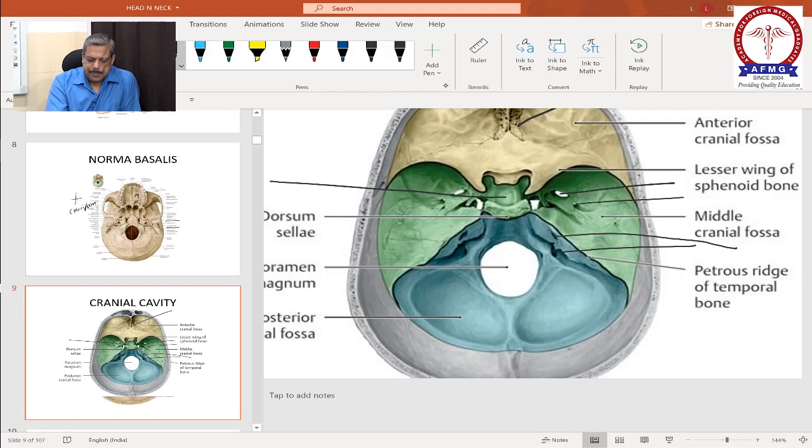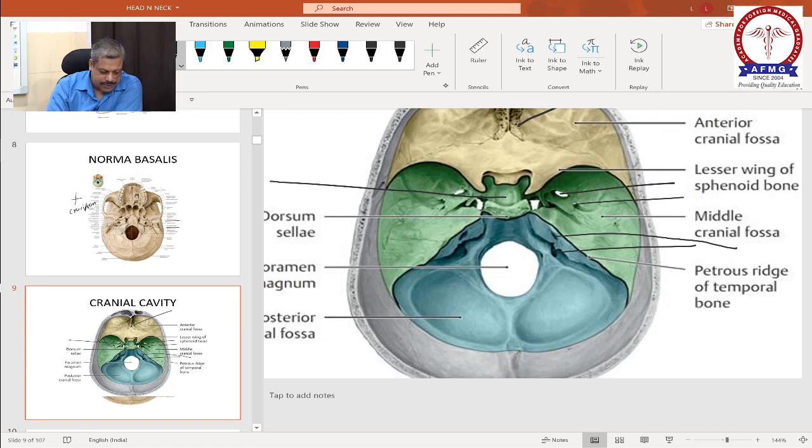Further superiorly and laterally to this jugular foramen is the internal auditory meatus, or internal acoustic meatus. So this is the internal auditory meatus, this is the jugular foramen, and this is the foramen magnum. These are the very important three openings present in the posterior cranial fossa.